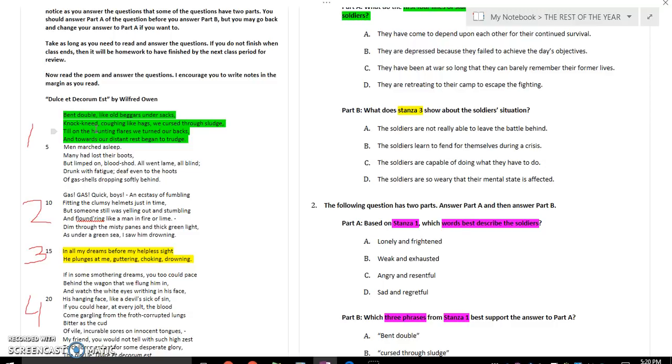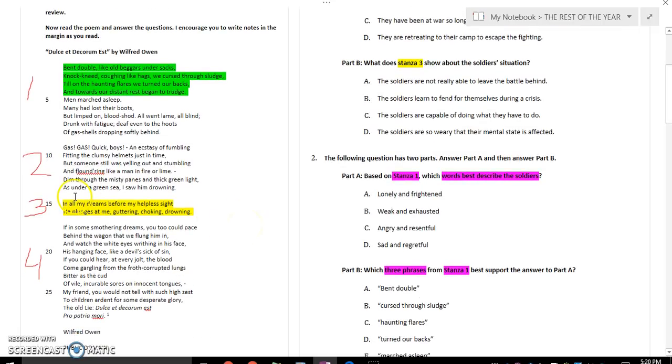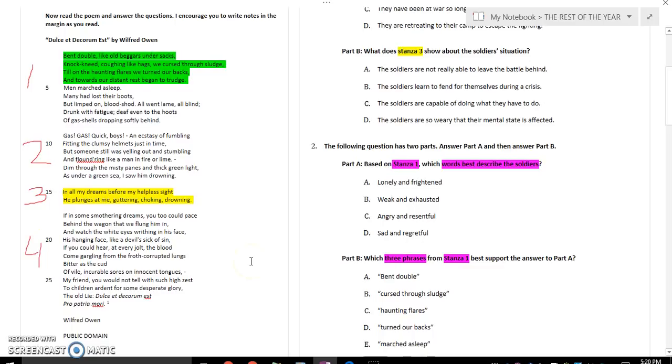Gas! Gas! Quick, boys! An ecstasy of fumbling, fitting the clumsy helmets just in time, but someone still was yelling out and stumbling and floundering like a man in fire or lime, dim through the misty panes and thick green light, as under a green sea I saw him drowning. In all my dreams, before my helpless sight, he plunges at me, guttering, choking, drowning. If in some smothering dreams you too could pace behind the wagon that we flung him in, and watch the white eyes writhing in his face, his hanging face, like a devil's sick of sin.